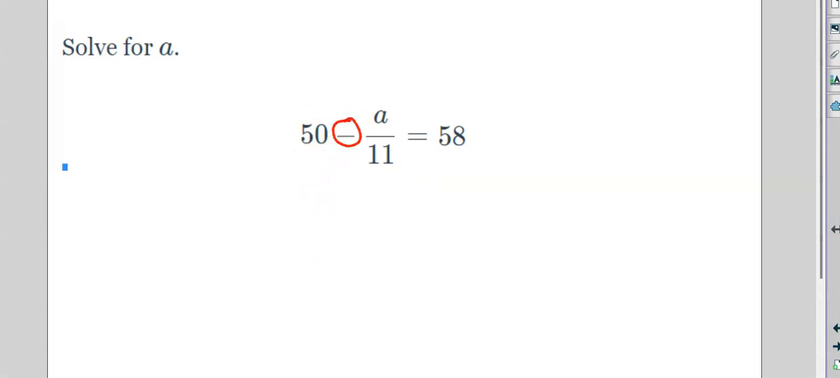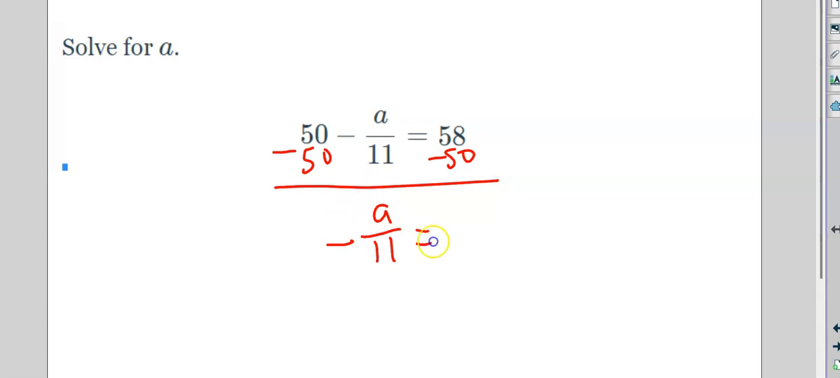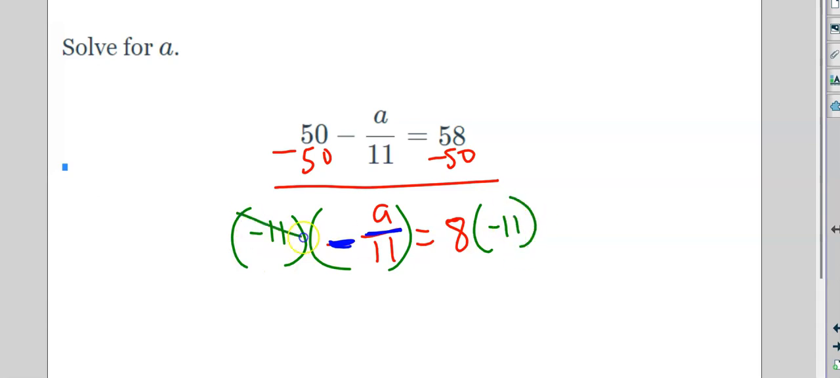This minus sign, or subtraction sign, it belongs to the 11, not the 50. So the opposite of 50 is negative 50. And then I'm going to write negative a over 11 equals 8. So I'm deliberately going to take this negative sign and give it to 11, because this is a division problem right here. Divide by 11, right? That's what that says. I'm going to give that negative sign to 11 so that when I do the opposite of dividing, which is multiplying, I multiply by negative 11, that negative sign can disappear. So a is equal to negative 88. So watch that sign and be careful.